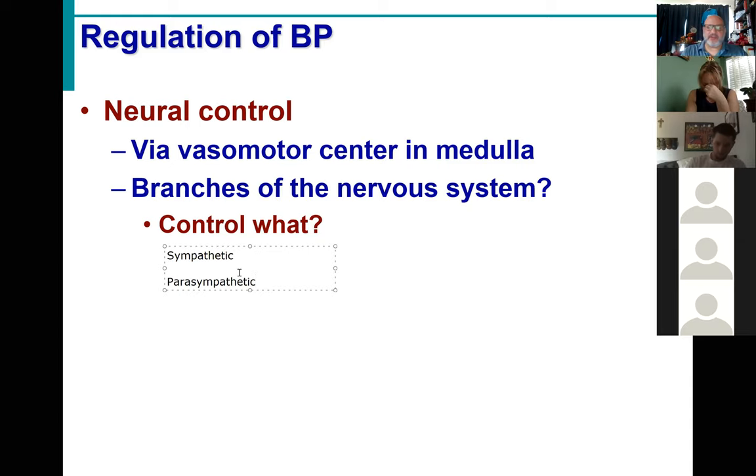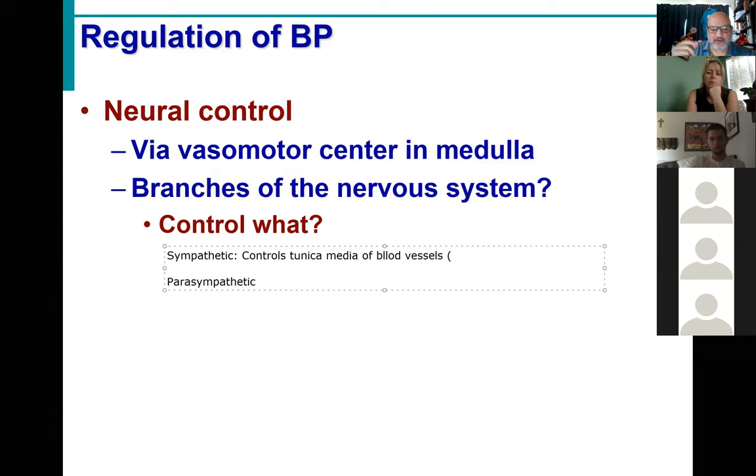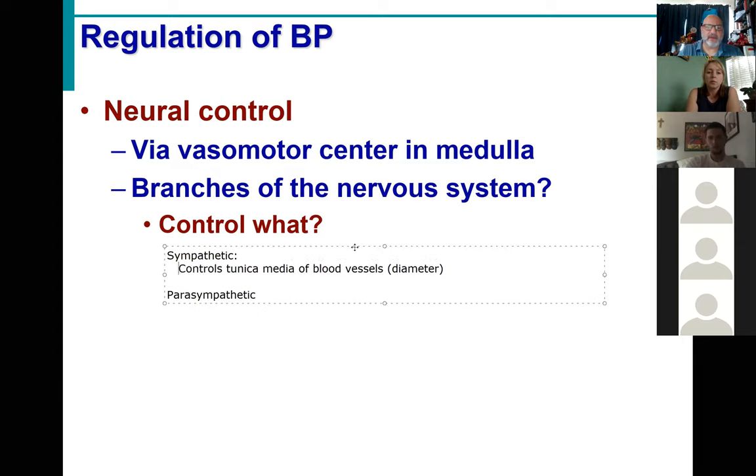Now, what does the sympathetic control exactly? What things does the sympathetic nervous system control that would affect blood pressure? The muscles. Okay, but be more specific. What muscles? The tunica media. Okay, excellent. So it controls the tunica media of the blood vessels. That, of course, controls the radius, the diameter of them, which is going to affect blood pressure. Does it control anything else? Heart rate. Yeah, there you go. It is going to control heart rate.